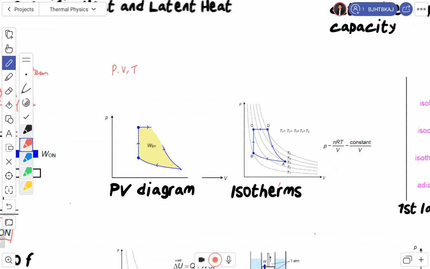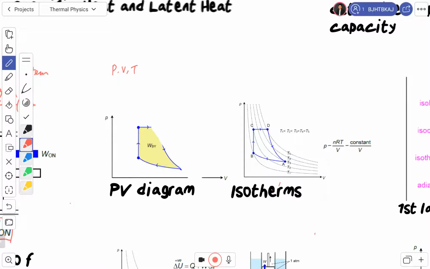And why does work make that graph useful? Because work is related to energy. Whenever you're studying a system, you want to study the change in energy. So PV is the most useful version.